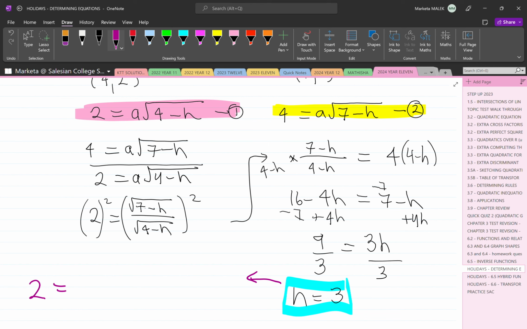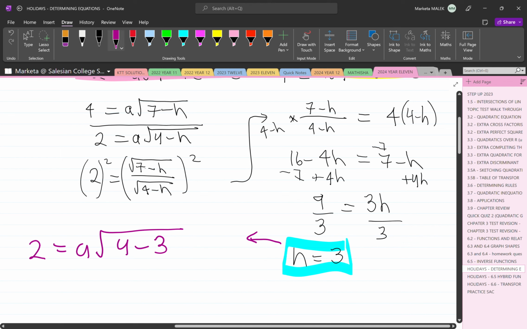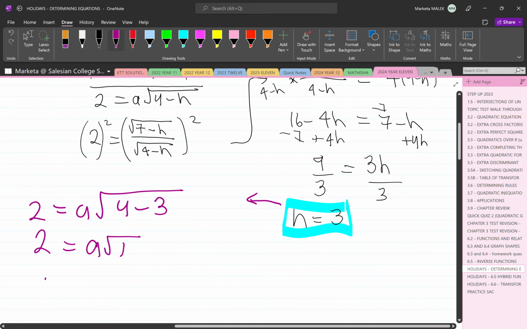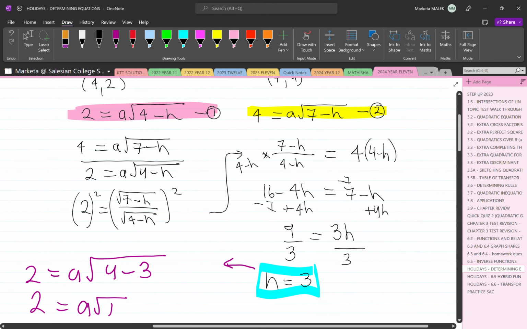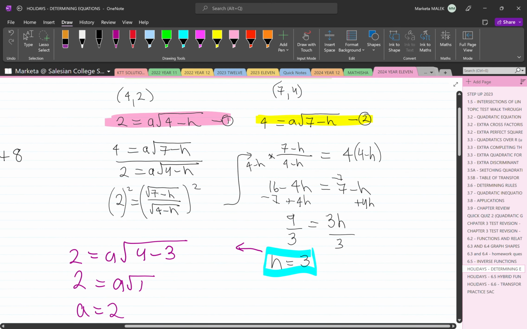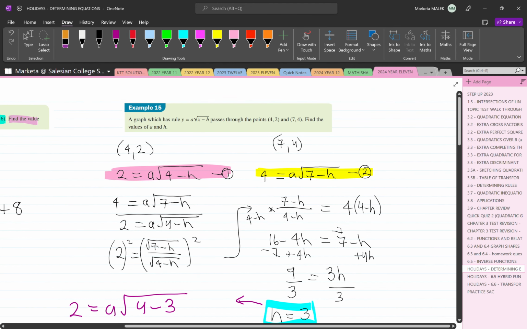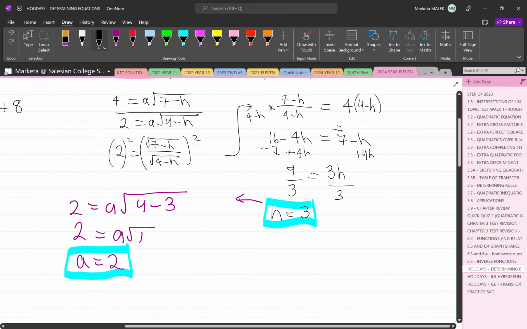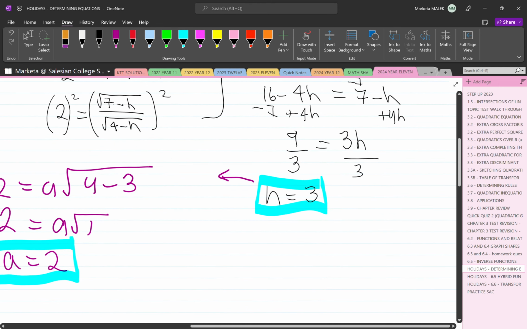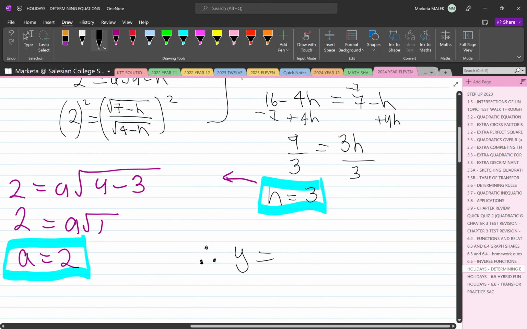So 2 equals a root of 4 minus 3. And that means 2 equals a times the square root of 1. And the square root of 1 is 1, so a equals 2. So now I've found the value of a and h. Let's look at what the question's asking us to do. They are asking us for the values of a and h, but once again, so that we cover all bases, I'm going to write the equation out again with the values of a and h within it. So I'll write, therefore, y equals, what does it equal?